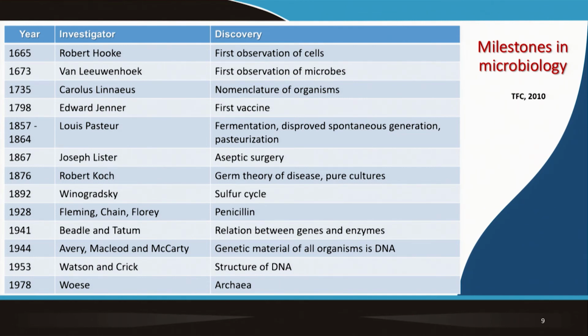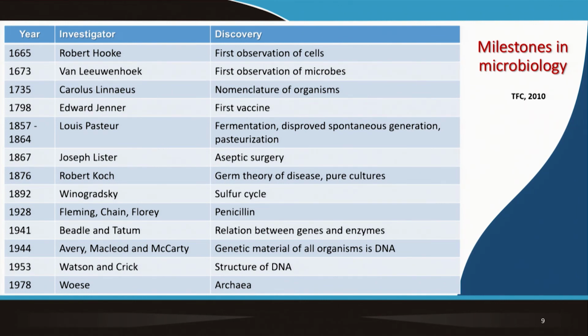Then comes 1892 when Vinogradsky was able to describe how sulfur is recycled in nature by microorganisms. So one of the major biogeochemical cycles is sulfur, and sulfur is one of the elements. It's an essential nutrient and one of the most important elements, and how it is recycled in nature by various groups of bacteria. He was able to show that in lab experiments as well as describe what happens in nature. So this was again a very significant milestone, and we will be looking at it in detail in one of the topics of the course.